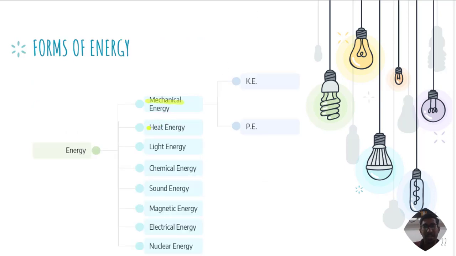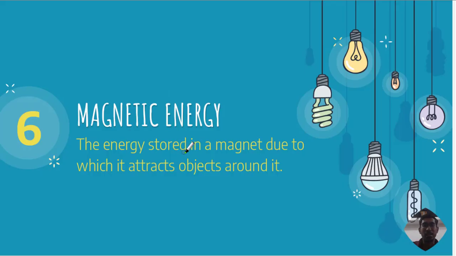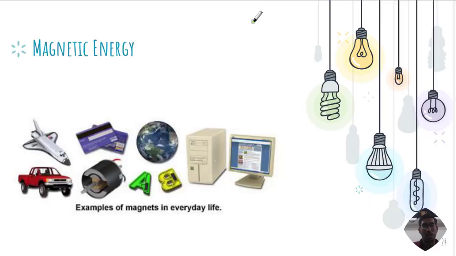Mechanical energy is done, heat energy is done, light energy is done, chemical energy is done, sound energy is done. Okay, now we have magnetic energy, boys and girls. What is magnetic energy? Magnetic energy is nothing but the energy which is attracting everything around it. Okay, now it is stored in magnets. Now where do we use this magnetic energy?